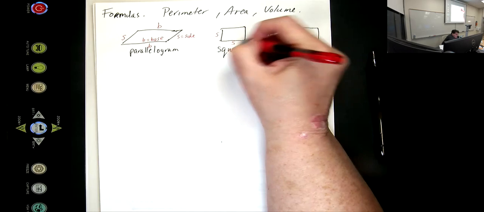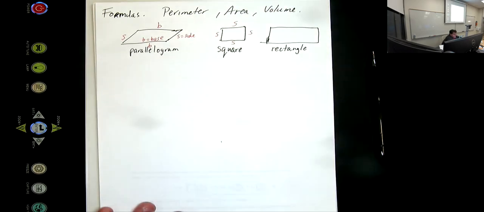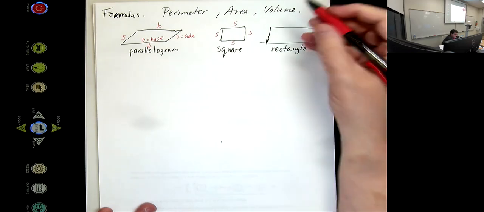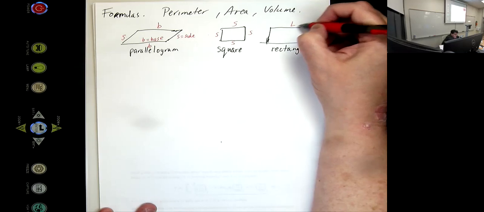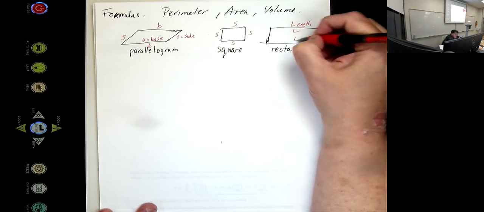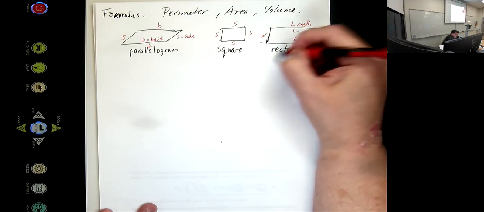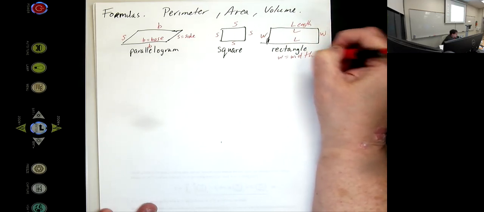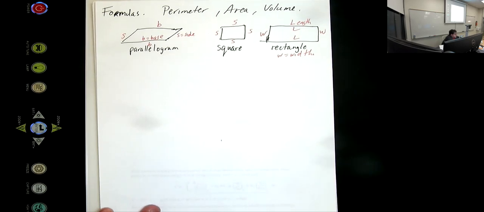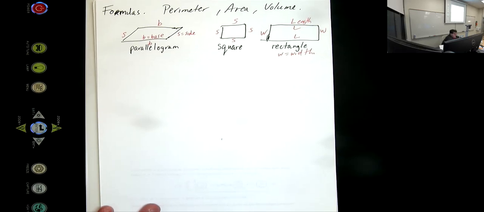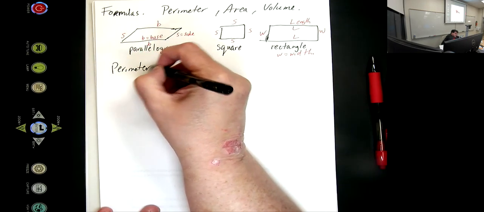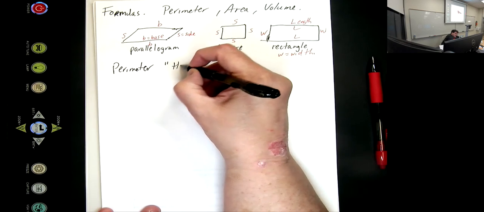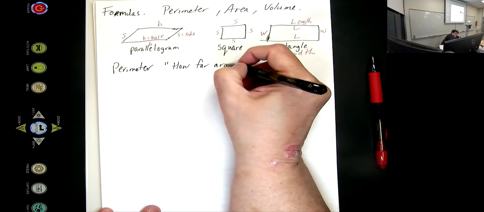The 2 on top and bottom are B for base. A square has S, it's the same on all sides. And for a rectangle, we're going to use L for length, and the 2 sides are W for width. All right, so perimeter is how far around the edge.